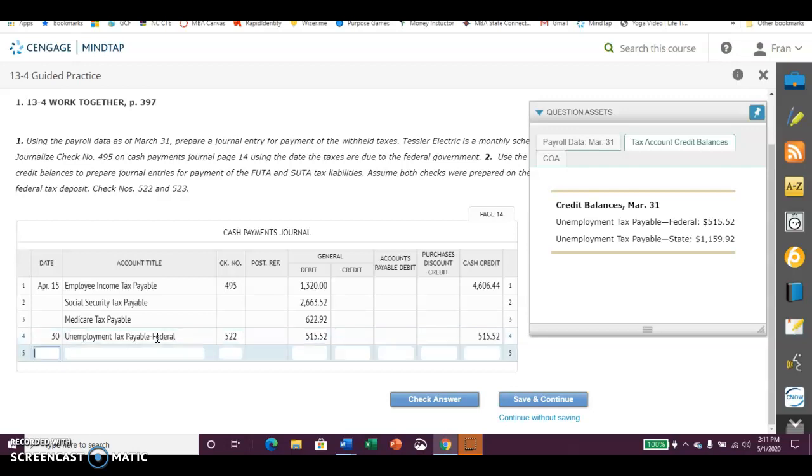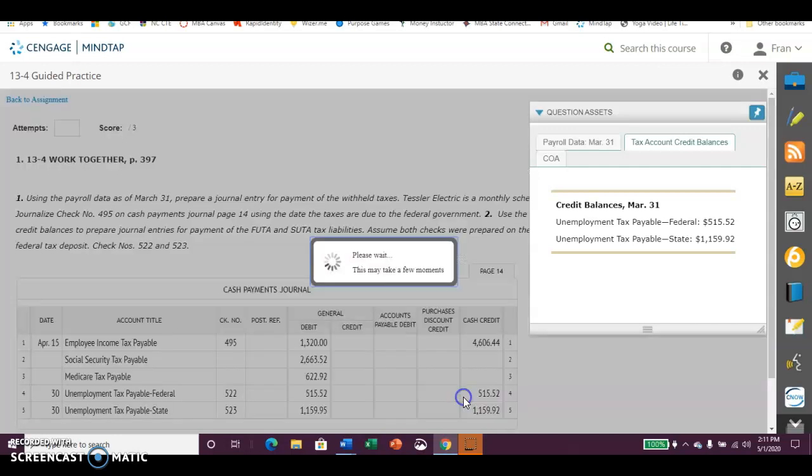Okay, and also on the 30th, we're going to do unemployment tax payable, state. That's going to be check 523. It just tells us right up here in the directions. That amount is $1,159.92. Again, I'm just getting that from this. Make sure you see the different tabs up here. Okay, $1,159.92. Let us check the answer.